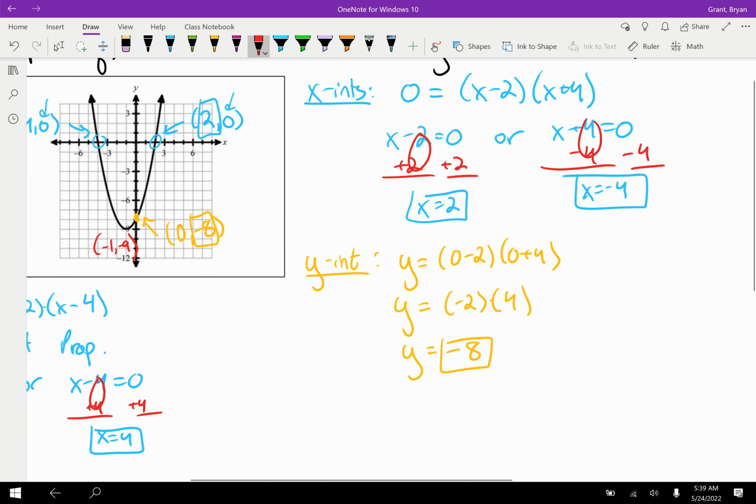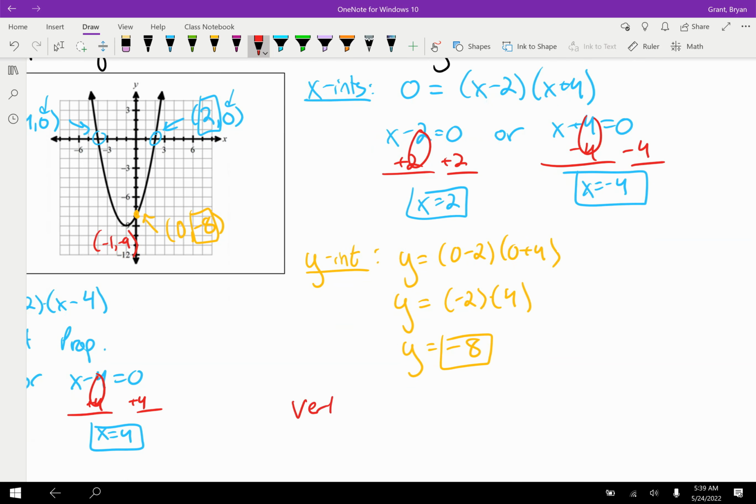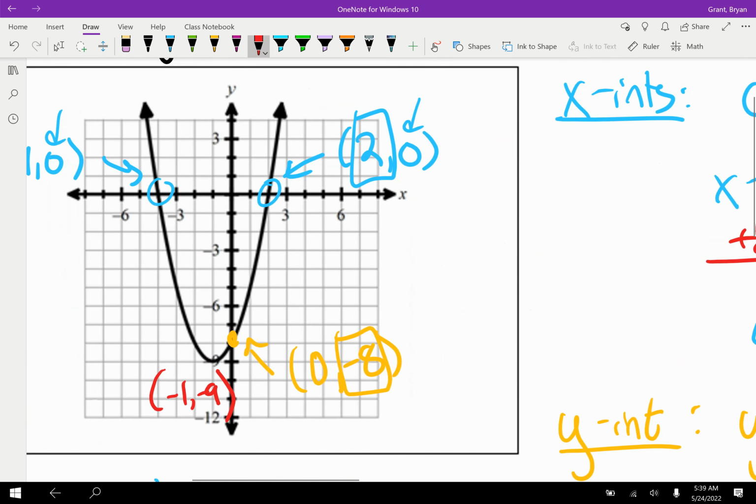Well, we should remember for the vertex that our vertex always occurs exactly in between my two x-intercepts. So let's zoom in on those x-intercepts and see if we can figure out what's exactly in between. I'll go 1 in each direction, 2, 3, ha! Looks like exactly in between is negative 1.